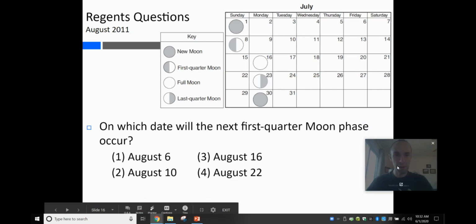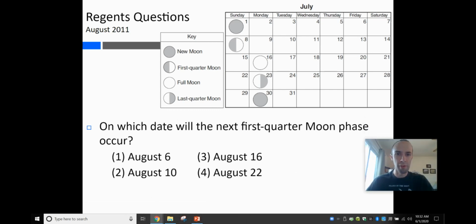Take a look at this question. It says, which date will the next first quarter moon phase occur? Next first quarter. So this is the full moon, and the next major phase would be the first quarter moon after that, and that would be somewhere in this range. It would be 29 and a half days after this date right here, July 8th. So you could count like 7, 14, 21, 28. It would be somewhere around here, about a week after. Okay, so if we count, this is August 1st, 2nd, 3rd, 4th, 5th, 6th. So it makes sense it would be August 6th. That would be choice number 1 there.